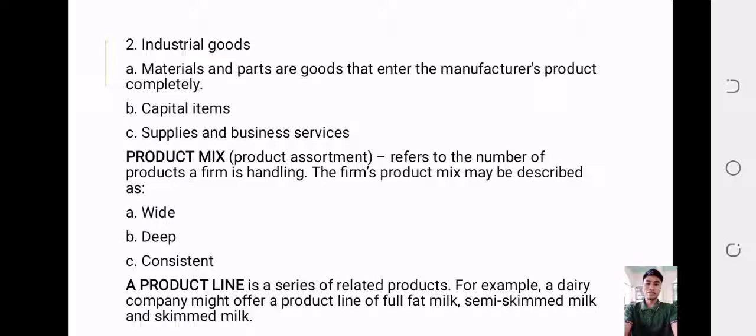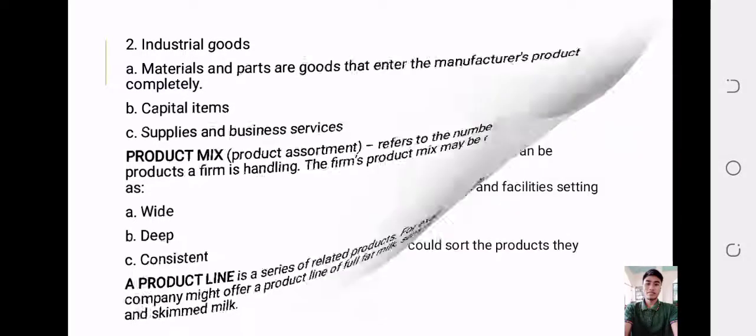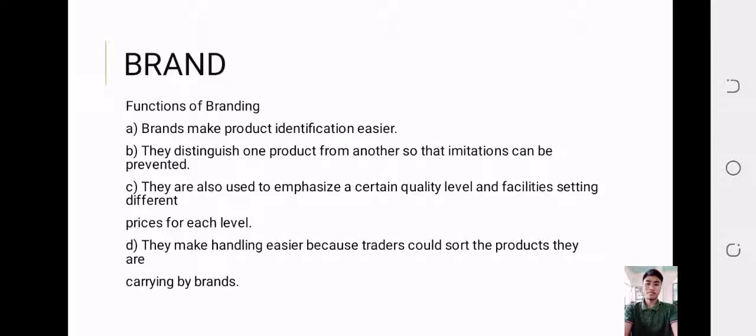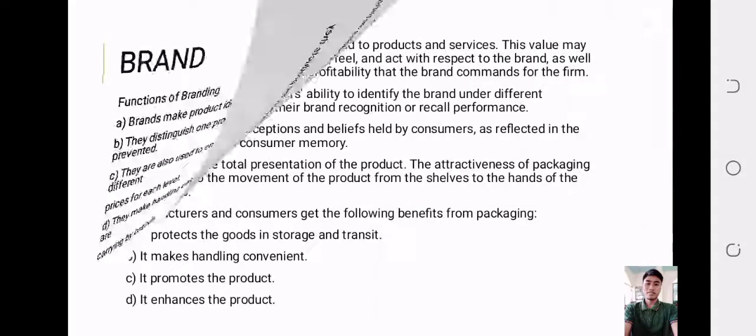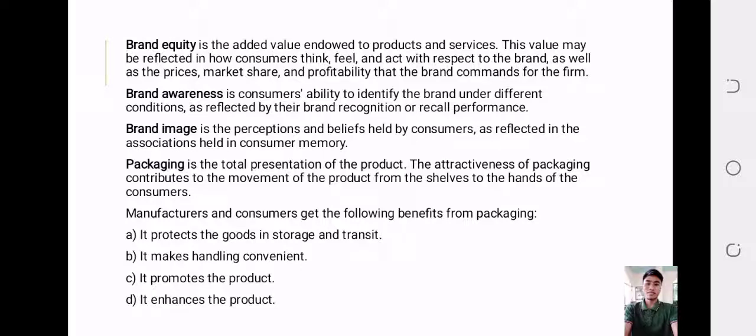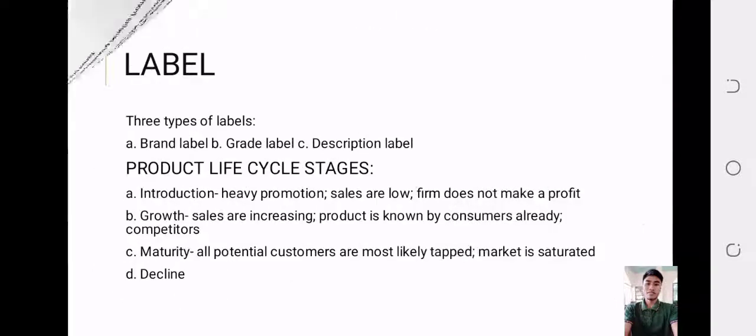So product mix refers to the number of products a firm is handling. The firm's product mix may be described as wide, deep, and consistent. A product line is a series of related products. Brand, function of brand: brands make product identification easier. They distinguish one product from another so that imitation can be prevented. They are also used to emphasize a certain quality level and facilities, setting different prices for each. They make handling easier because traders can sort the products they are carrying by hand. Brand equity, brand awareness, and brand image, and the last one is packaging. Label, three types of label: brand label, grade label, and descriptive label.